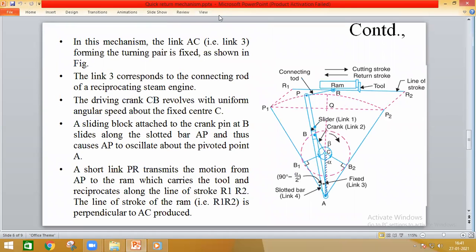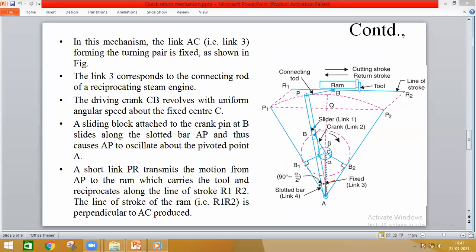And in this mechanism, the link AC, I already told you, AC is the fixed one, and it is forming a turning pair. And link 3, this is the link 3. Link 3 is acting as the connecting rod of a reciprocating steam engine. This is similar to the connecting rod of a reciprocating engine.